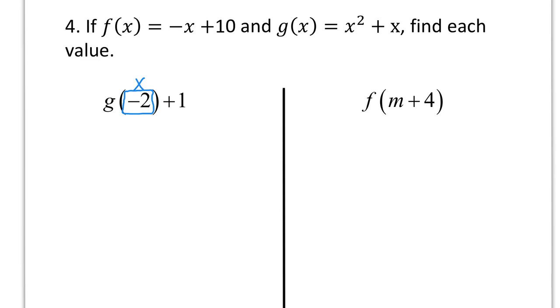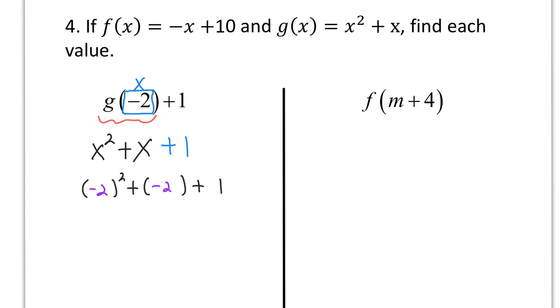So first, I'm just going to write down the function of g first, and that's going to be x squared plus x. So notice what I did. I just took the function of g and I wrote it down, but I do have a plus 1 at the end. So this plus 1 comes down here. Now this number, I'm going to substitute input into every x of the function. So -2 goes into the x, -2 goes into the x. So when you substitute, we have negative 2 squared. Notice the negatives inside the parentheses with the square, plus a negative 2 plus 1.